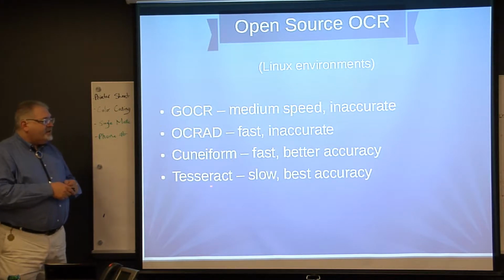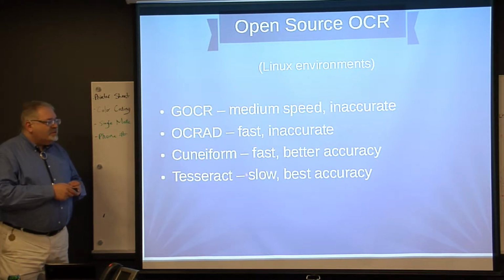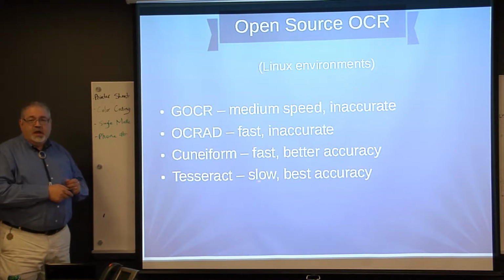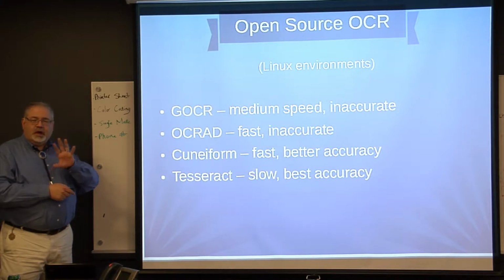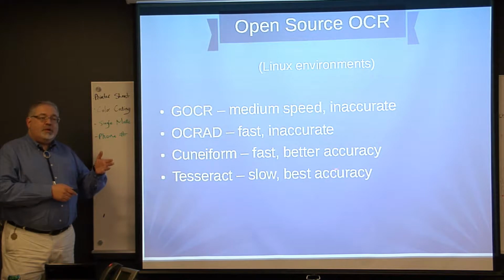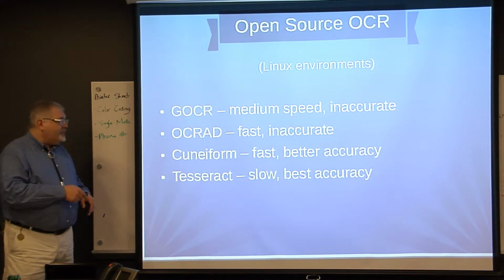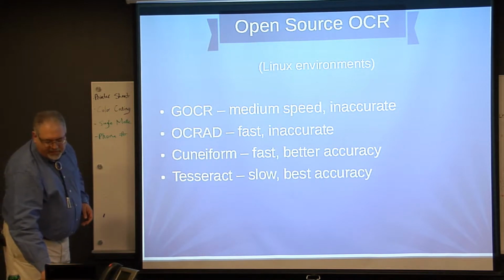And then Tesseract is the king of the heap. So it's relatively slower than CanadianForm. It's got the best accuracy. Tesseract is a Google project now. It's available from Google's code.google.com, and it's installable as Tesseract OCR on any Linux platform. And it's probably the best.